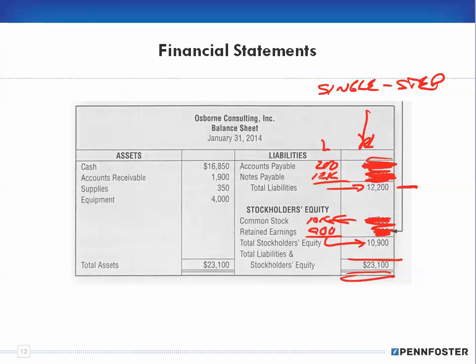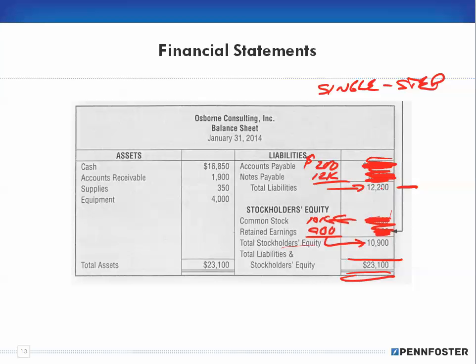So using multi-step, it's easier for me to see that my total liabilities here are the 200 and this 12,000 to give me 12,200. And it's easier for me to see that my total equity is 10,000 plus 900 to give me 10,900.